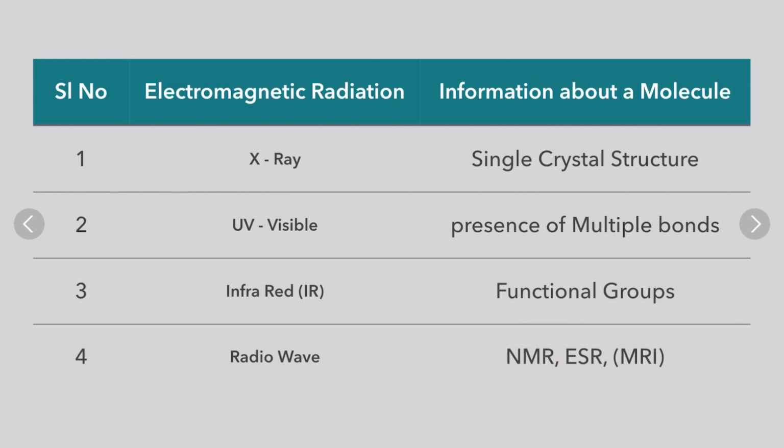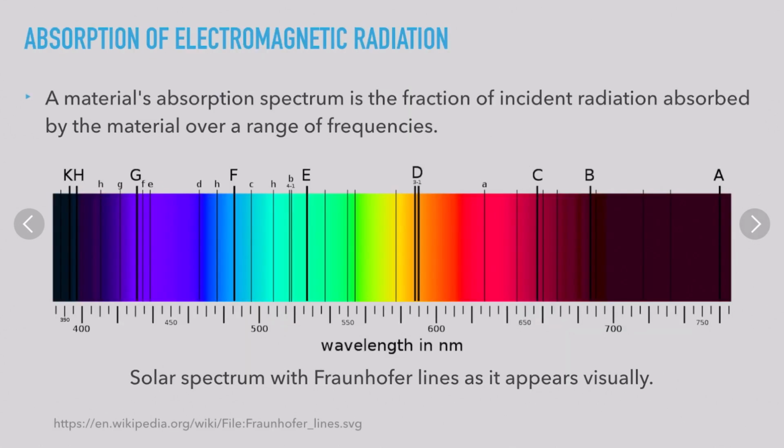Different absorption takes place for different levels. UV visible is mostly absorbed by double bonds, the presence of multiple bonds. Infrared is absorbed mostly by the vibration or stretching frequency of different functional groups. So what is this absorption of electromagnetic radiation?